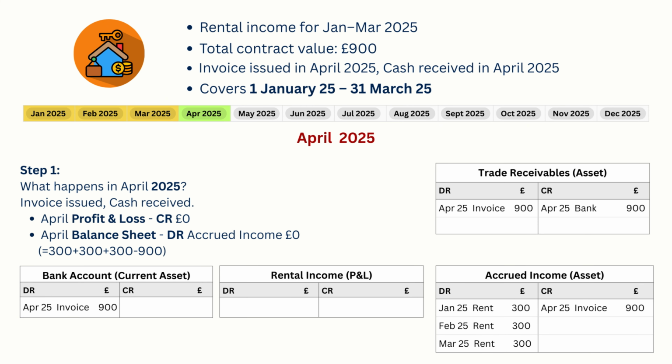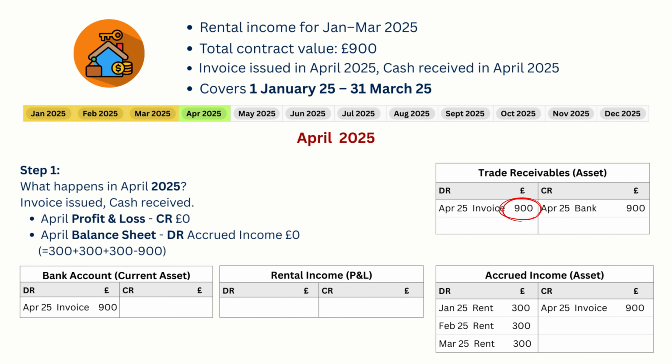Now we move into April, and this is where everything is settled. In April, 2 things happen: the invoice is raised and the cash is received. All of the income was already recognised earlier when it was earned in January, February, and March. So instead of affecting profit, April only affects the balance sheet.